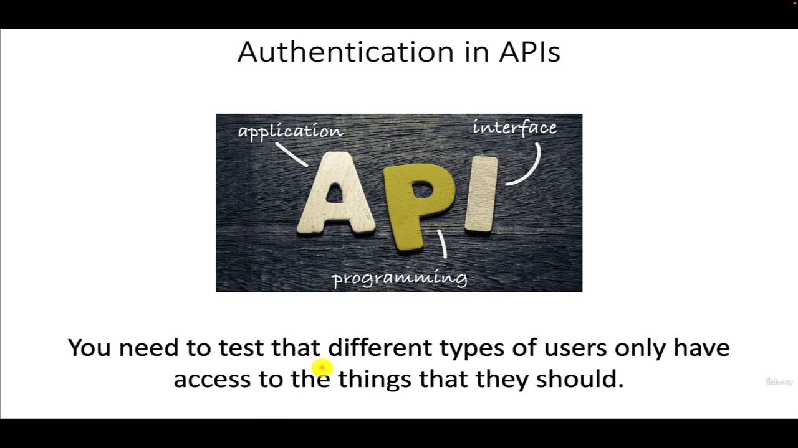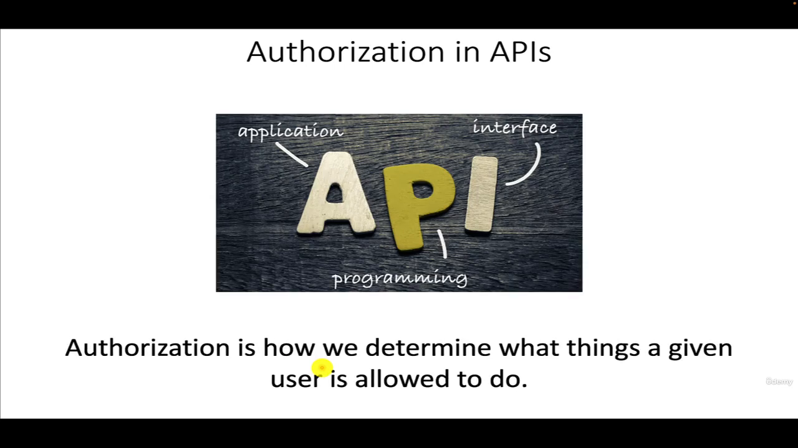On the other hand, we have authentication. So here, you need to test that different types of users only have access to the things that they should. So in authorization, I'm already logged in, for example, as a student, okay? And now I'm testing whether the student can access this section or not.